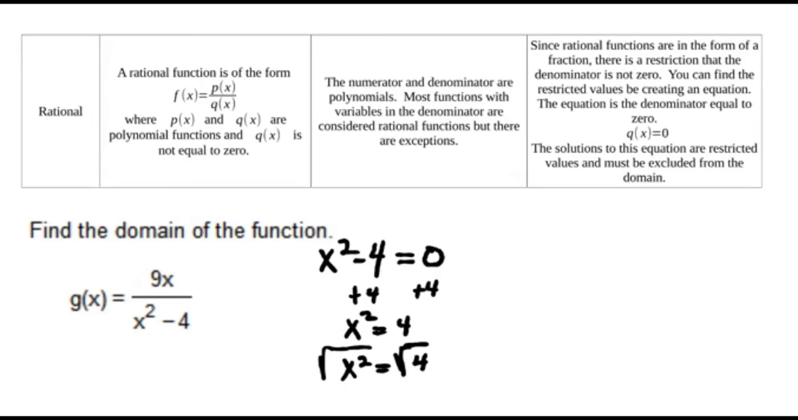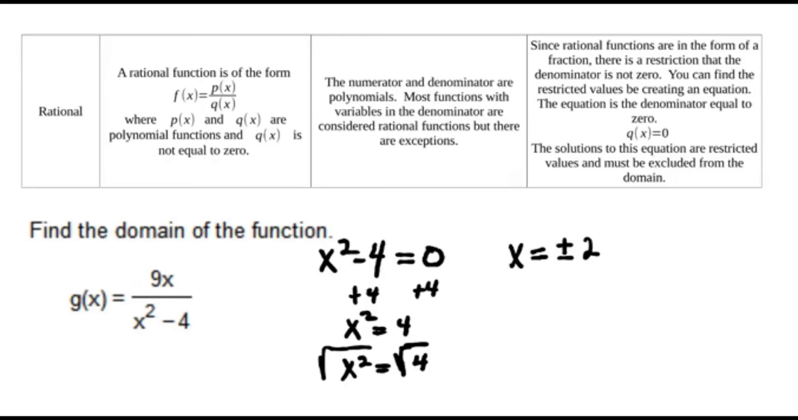Square root and square are opposite operations. They cancel each other out, leaving us with x on the left. And then on the right, we're going to gain a plus or minus symbol. Every time you square root a square, you gain that plus or minus symbol. And square root of 4 is 2. So we came up with two solutions to this equation, plus and minus 2. That means we have two restricted values, positive and negative 2.